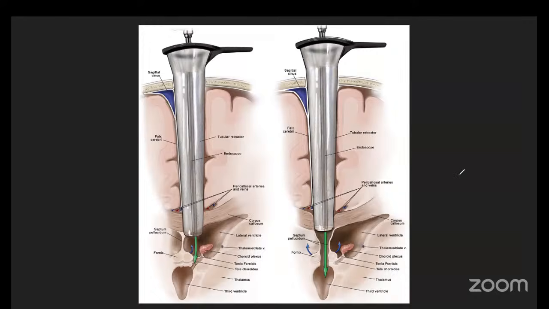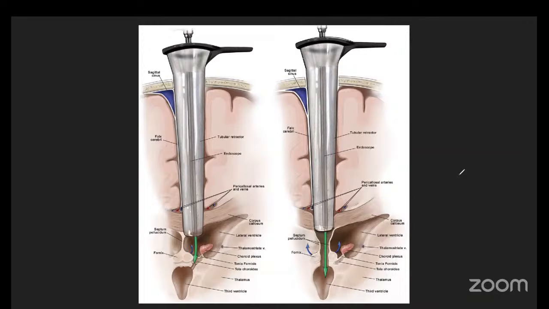So, we cannot use it unless it is dilated, either due to obstructive hydrocephalus or, for example, due to colloid cyst or any other third ventricular region lesion which has now dilated the miniature foramen of Monro. Otherwise, you cannot use it.